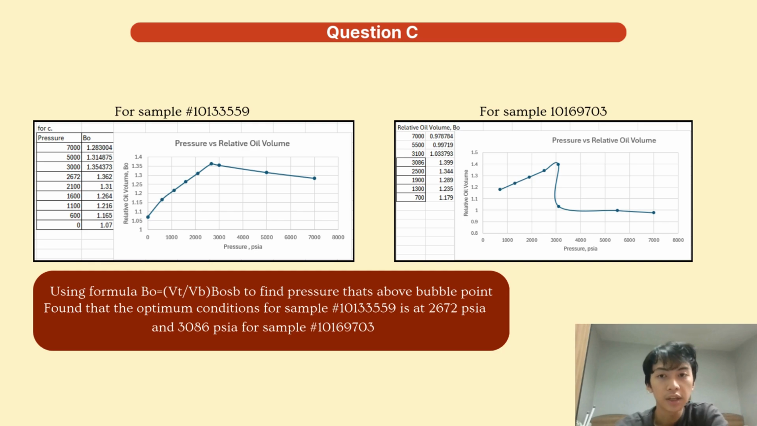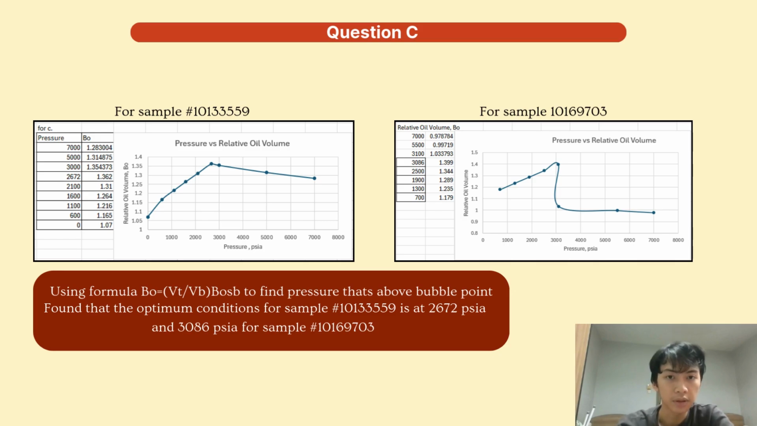For question C, we took the pressures given in the report and put them into the formula below, and with that we found the relative oil volume. Then we plotted a graph to see where the relative oil volume is highest, to find the optimum conditions. For the first sample, sample 101-33559, we see that when the pressure is at 2672 psia, the oil volume is highest. So that is the optimum condition.